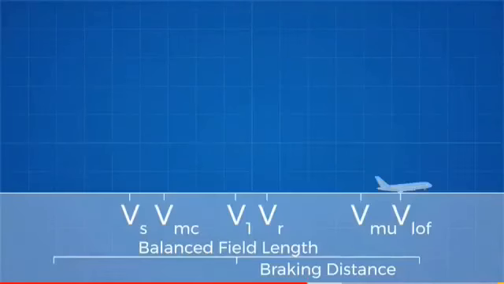It must then accelerate to its climb speed, V2, which it must achieve with a minimum clearance of 10 meters from any obstacle.